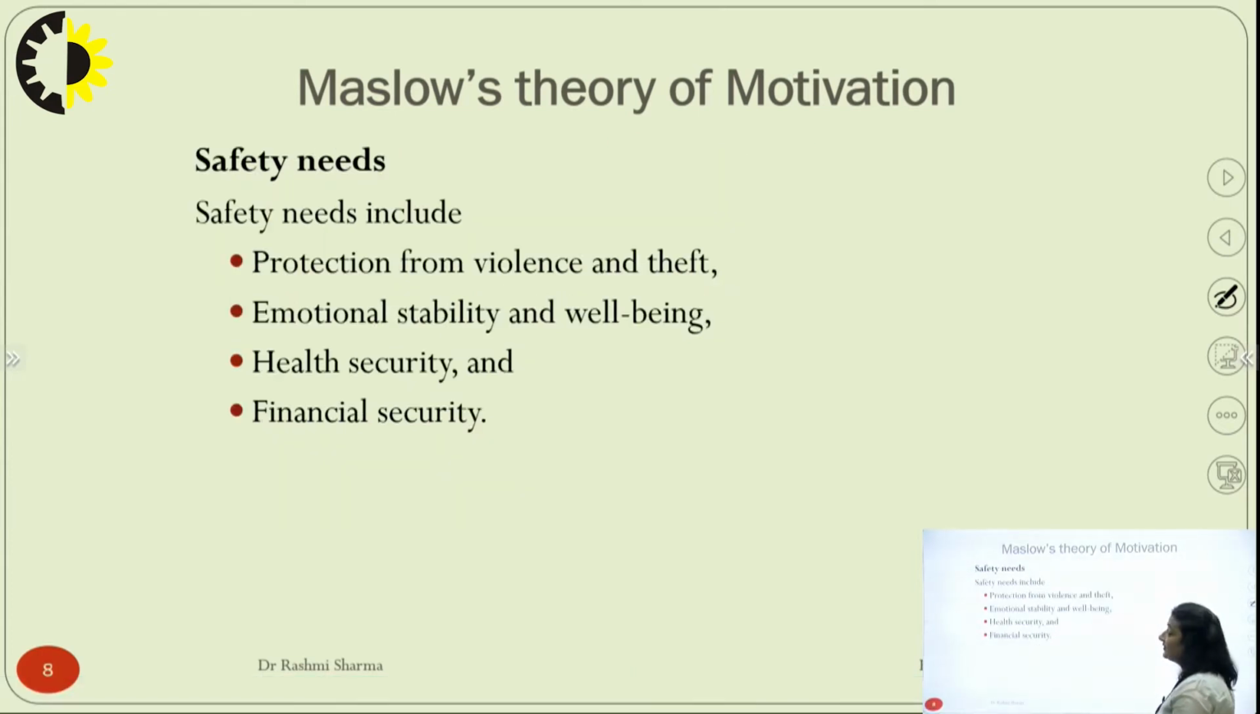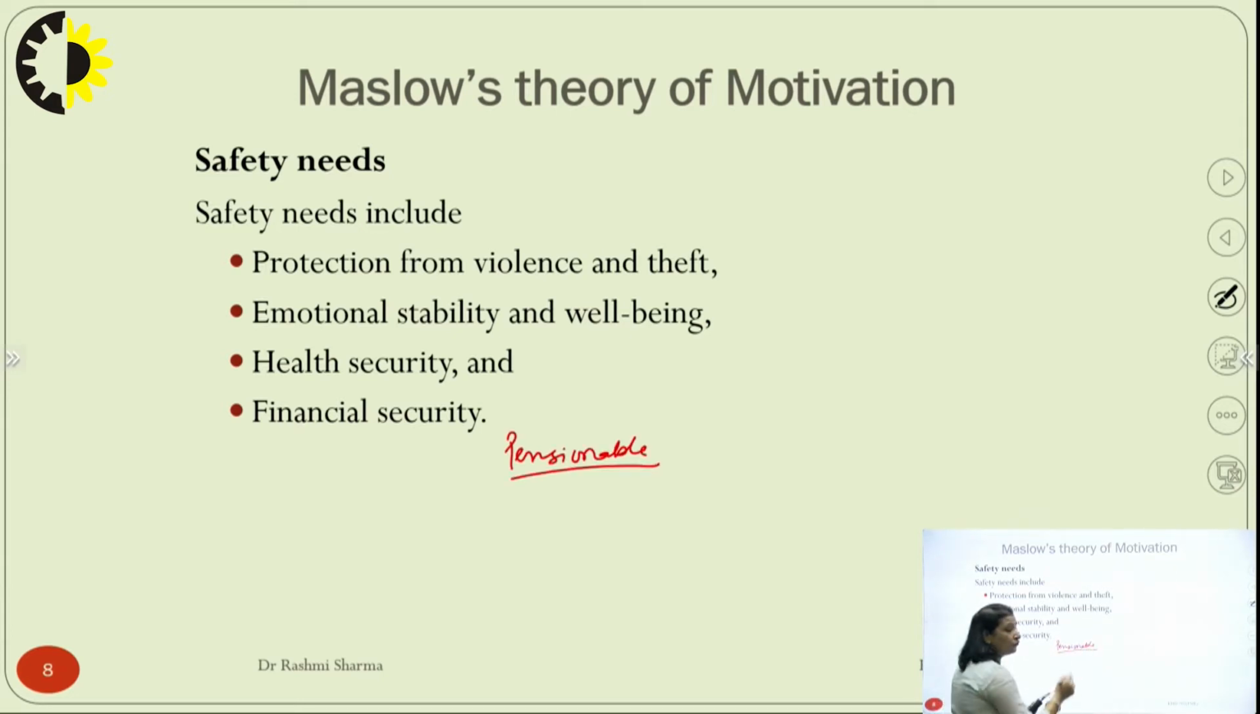Then comes the second, that is the safety needs. In these safety needs, as we are getting all the three things, that is the food, clothing and shelter, now I want this food, clothing and shelter to continue as a lifelong process, or I should say that you have a pensionable job.